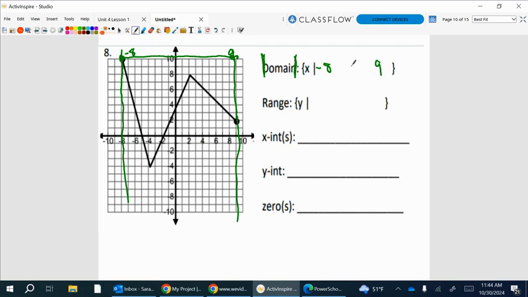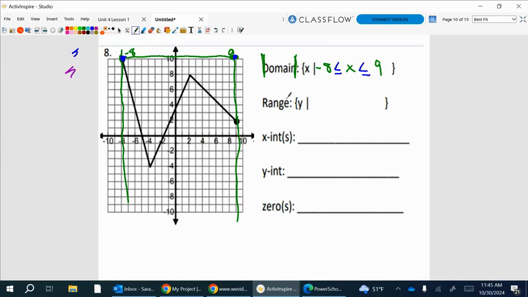Domain is x, so that goes in the middle. And then the symbols are always going to be the less than symbols when I have two stopping points. Then I go back and remind myself they are two closed circles, which means -8 and 9 are included in the domain. Next, I'm going to look at the range.